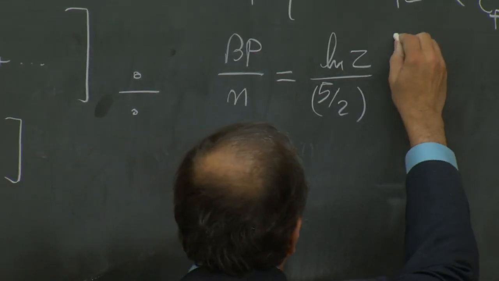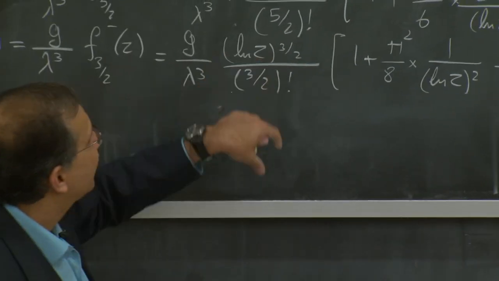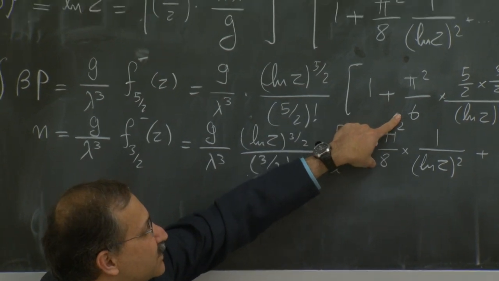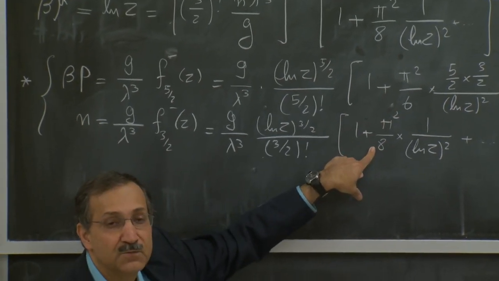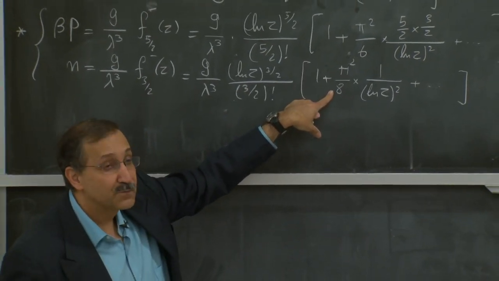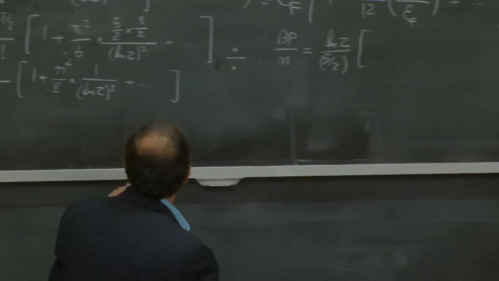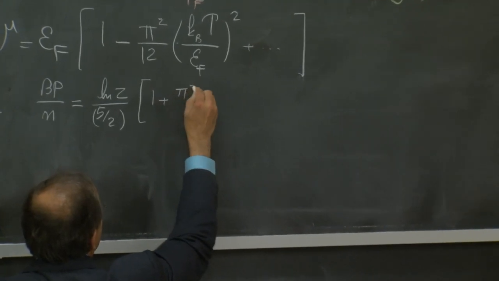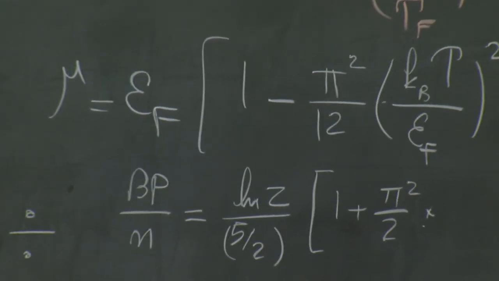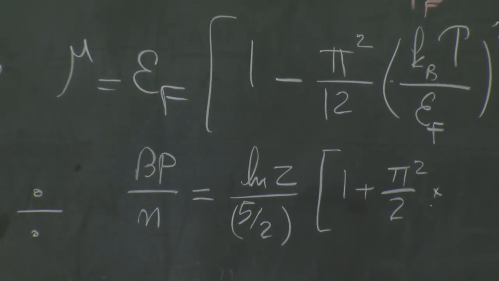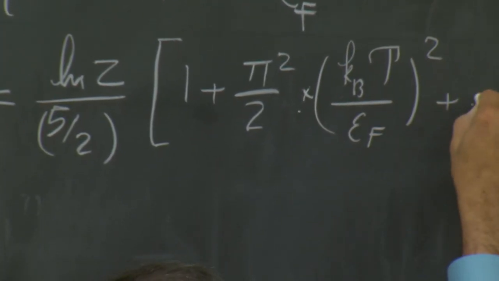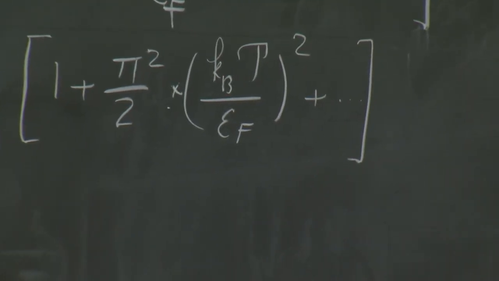And then what do I have here? This combination is 5 pi squared over 8 minus 1 pi squared over 8. Because of the division, I put a minus sign here. So that becomes 4 pi squared over 8, which is pi squared over 2. So I will get 1 plus pi squared over 2. And at the order that we are dealing, we can replace 1 over log z squared with kT over epsilon F squared. Okay?